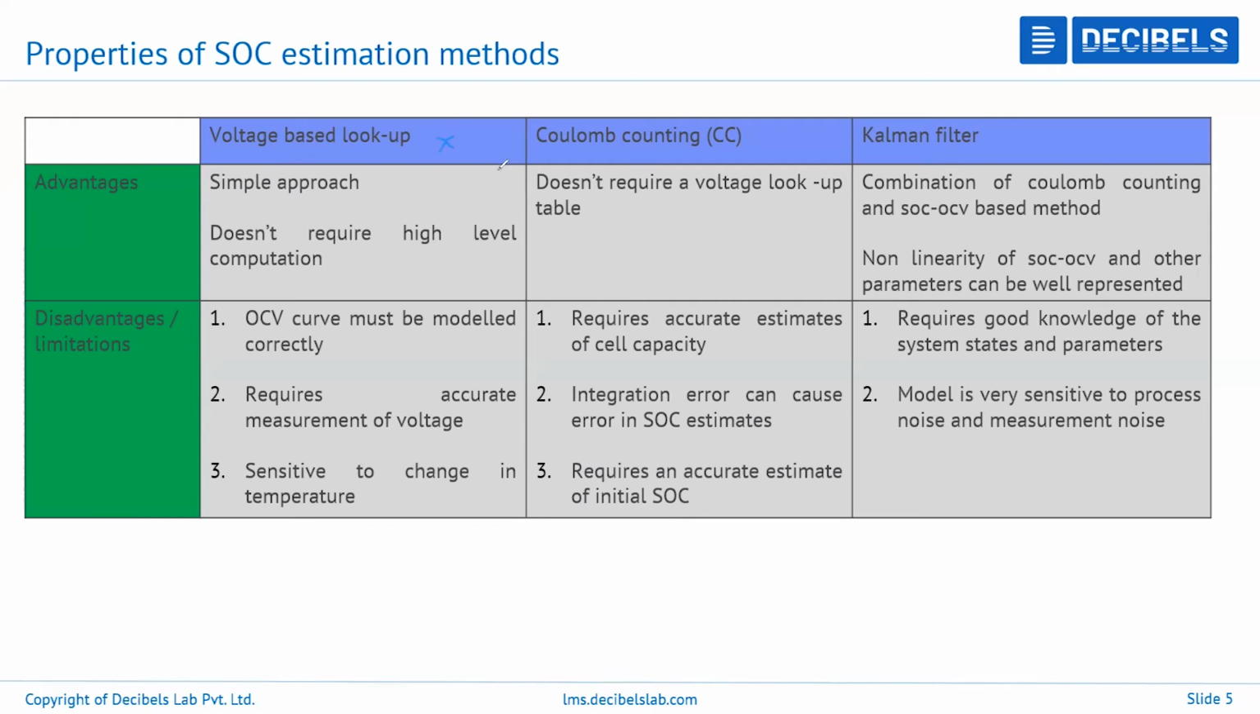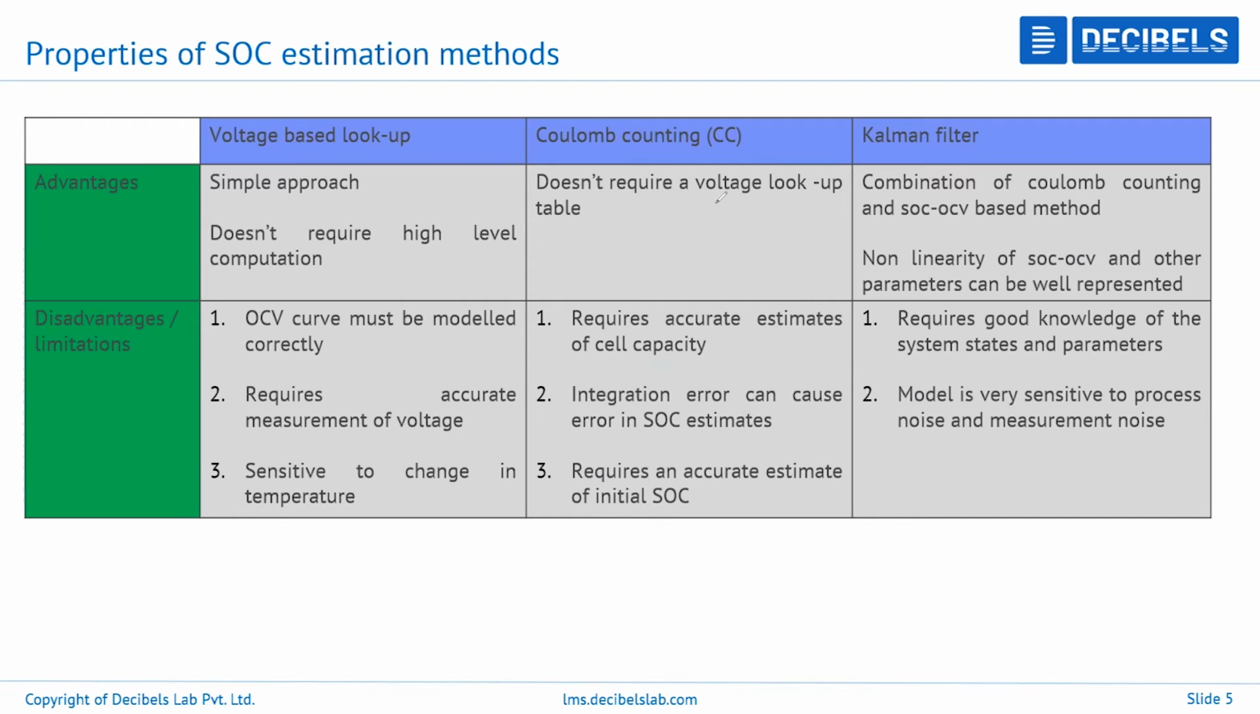Especially when we're going for a very high level of computation, or when you're going for a very accurate estimation and representation of state of charge, then for that purpose we cannot go for voltage based lookup, because this will not give correct results, right? So that is where a slightly more accurate method is Coulomb counting. With Coulomb counting, you can have some degree of sensitivity to temperature, since this does not rely directly upon measurement of voltage, rather it depends upon the measurement and integration of current.